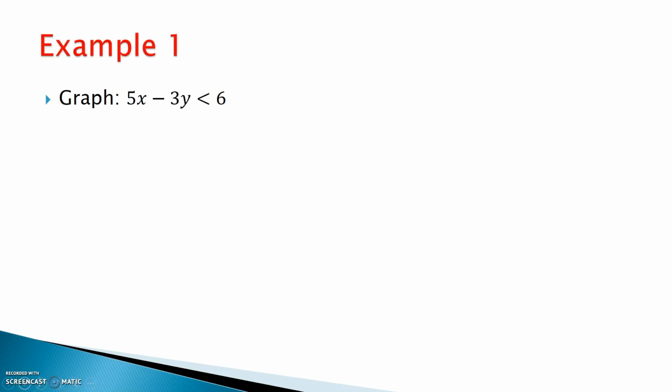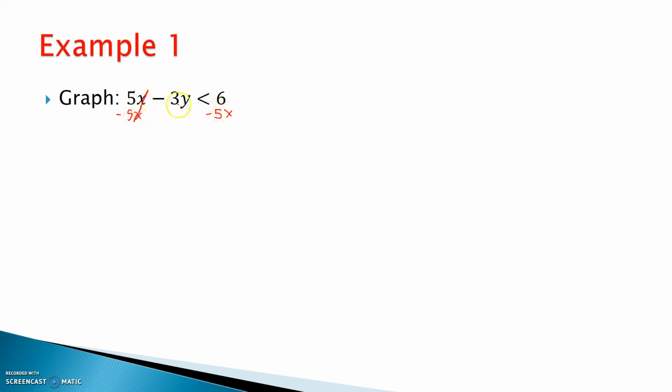So let's jump into the first example here. It says graph 5x minus 3y is less than 6. Now notice it's in standard form. I'm not nice enough today to give it to you guys in y equals mx plus b, so I have to fix this. The way that I fix this is I say, hey, I need to move over the 5x first because I want that y all by itself. So this is a positive 5x, so we say minus 5x, minus 5x.